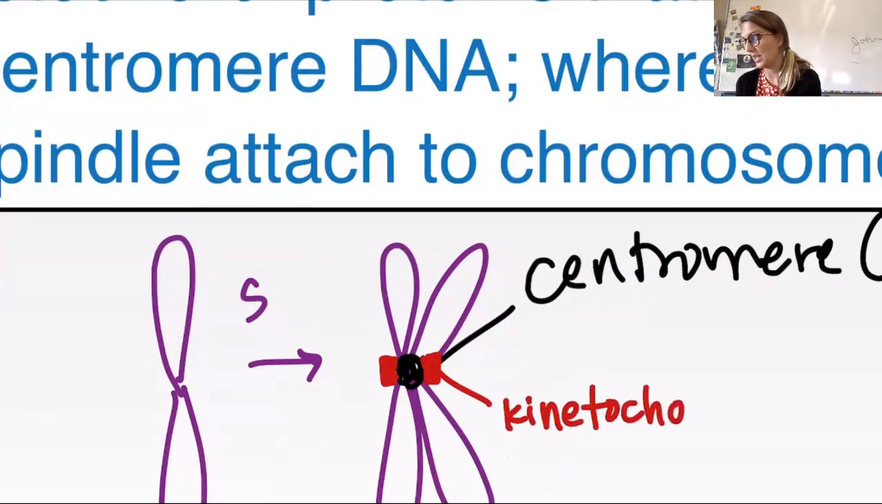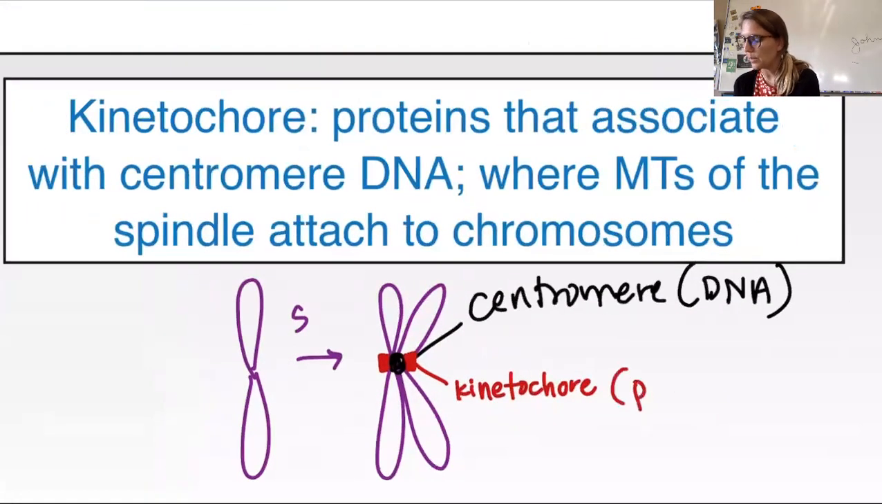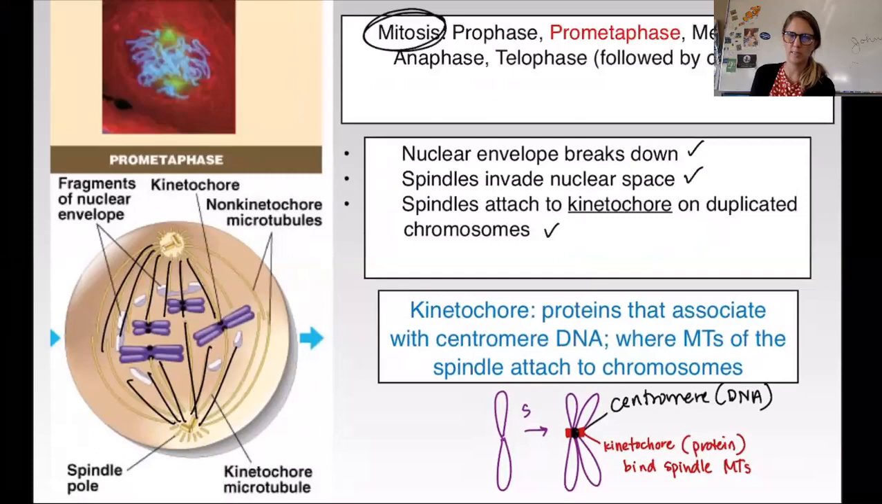This is the kinetochore. There's a lot of weird terminology in this section. The kinetochore is protein that's built on the centromere that will bind the spindle microtubules, right? So the centromere is just a sequence of DNA. The kinetochore are proteins that associate with that DNA where the microtubules are going to attach.